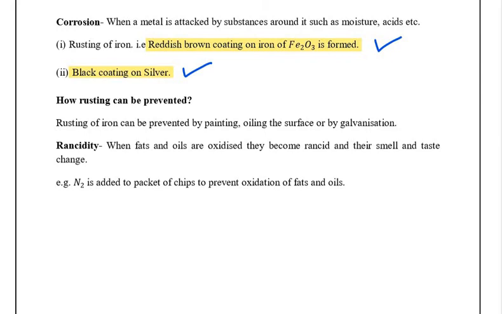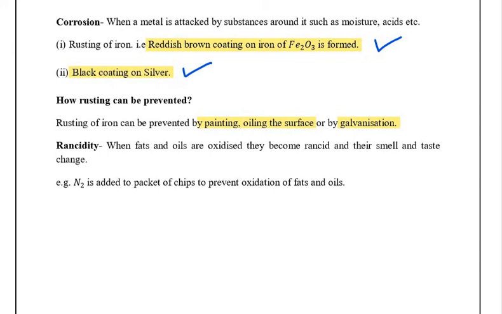Now the next is how rusting can be prevented. There are various methods to prevent rusting of iron. It could be either painting the iron, or oiling the surface of the metal, or galvanization. So these are the methods which we can use to prevent rusting.